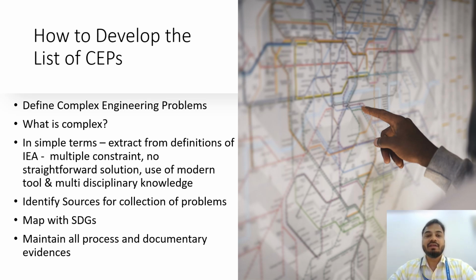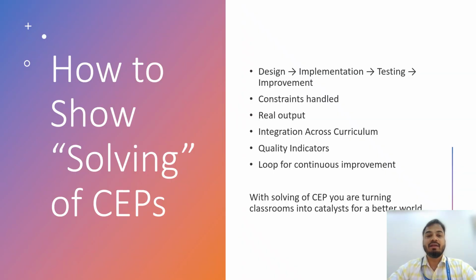So you need to identify the sources for collection of these problems. From where do you collect these problems? It may be with respect to society, with industry, with the challenges that are faced by a certain sect of humans, or it may be with respect to anything and everything that we look around. If we can pick those problems and try to integrate and solve them as a part of our curriculum, then it is integrated to complex engineering problem. Each complex engineering problem has to be mapped to sustainable development goals. All the processes and documentary evidences have to be maintained clearly.